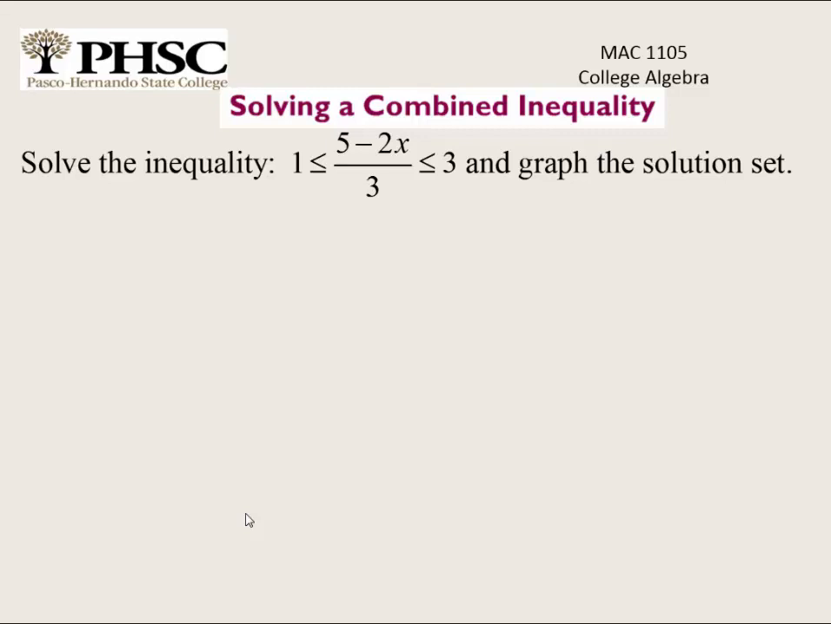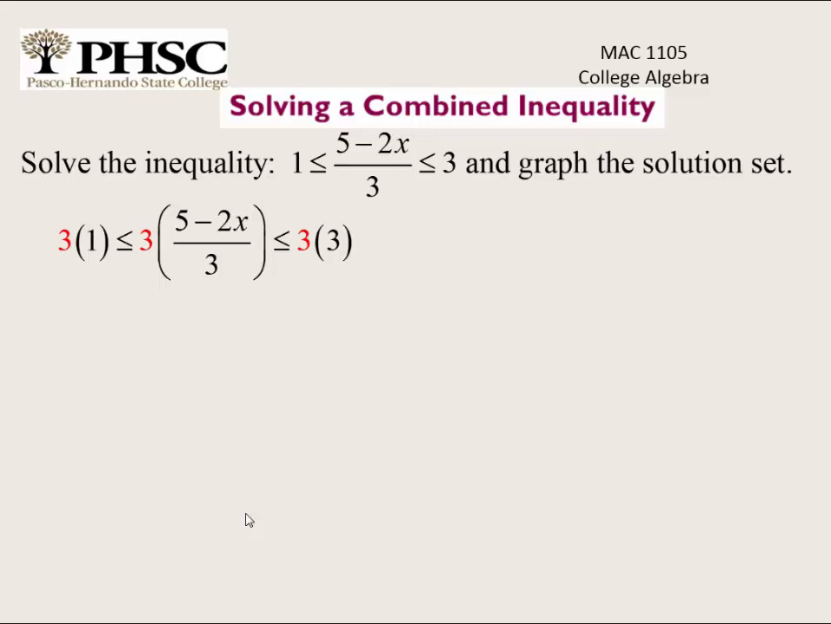So here we have another example. We have 1 is less than or equal to (5 minus 2x) divided by 3, less than or equal to 3. We're going to solve this and then graph the solution set. The first thing we're going to do is multiply everything by 3. So we're going to multiply all three parts by 3.